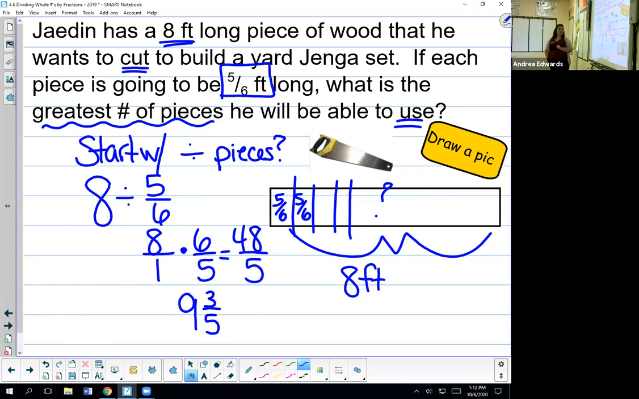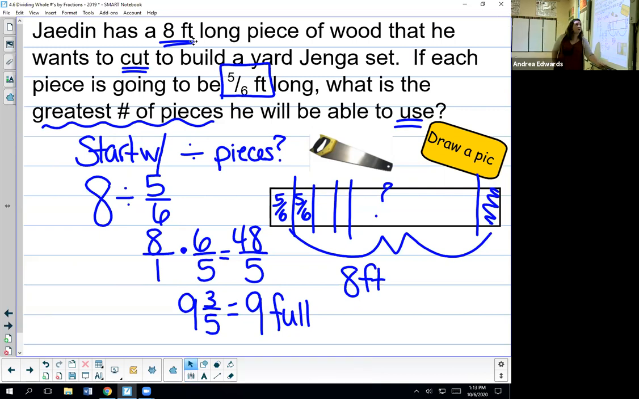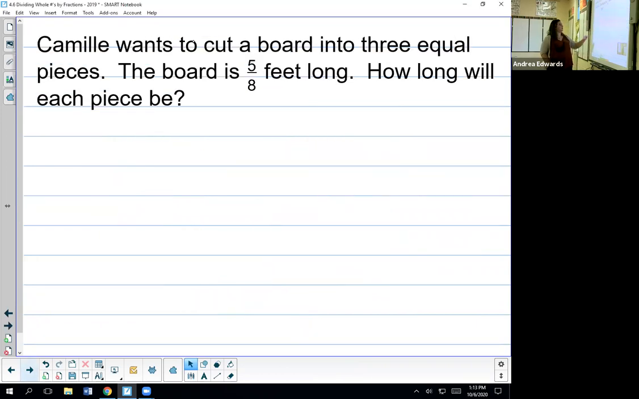Correct. Correct. 9, right? You are going to be able to use 9 full pieces. Because think about it, anytime you do a project, you always have scrap wood or whatever. So you have this little piece right here that's not big enough, right? Think about it that way. So you can use 9 full pieces. Does that make sense? And yes, you would have 3/5 of scrap wood left over. Correct. Good job. Okay. Let's look at, I think I have 2 more, maybe?